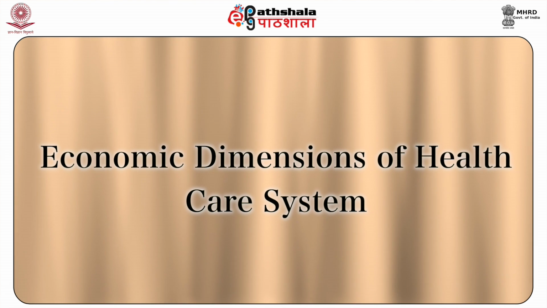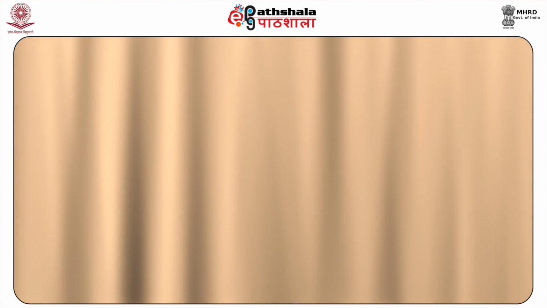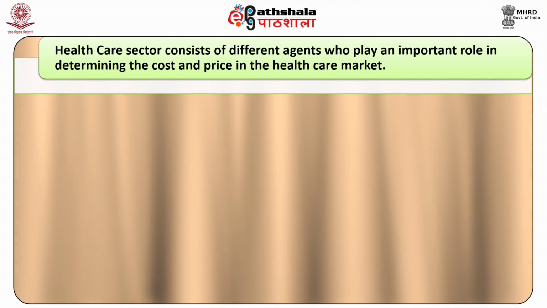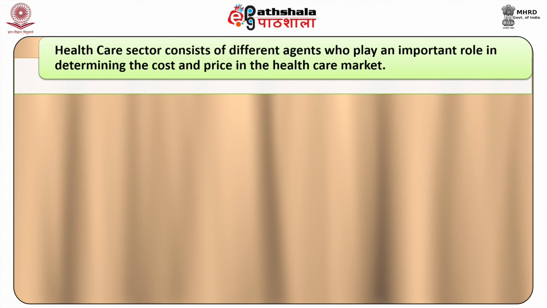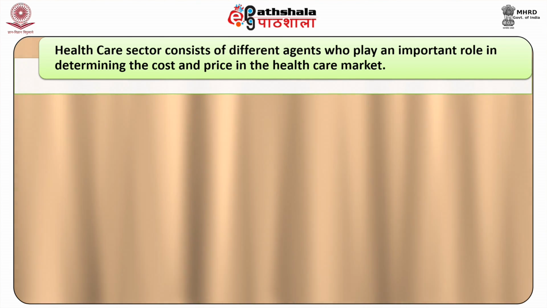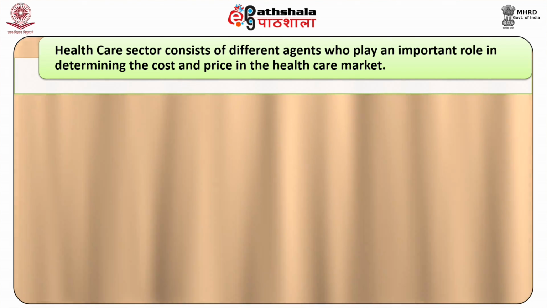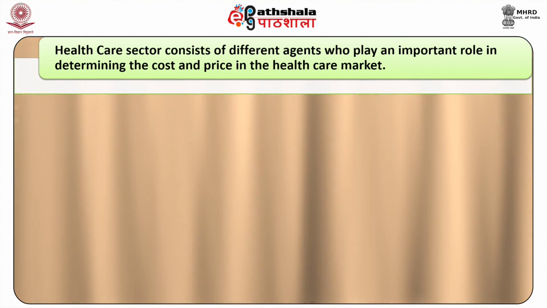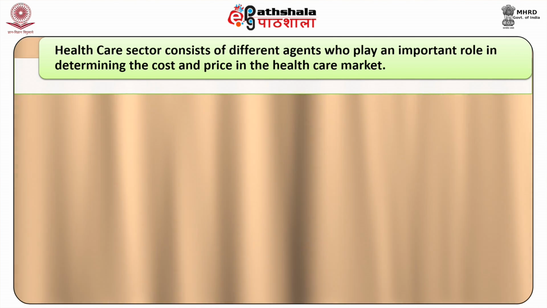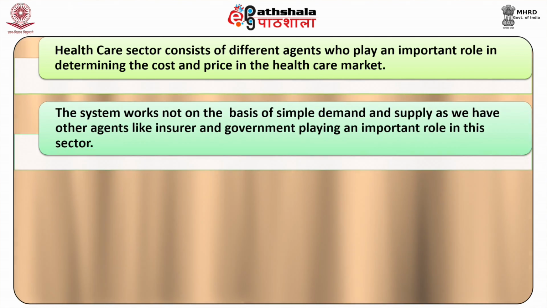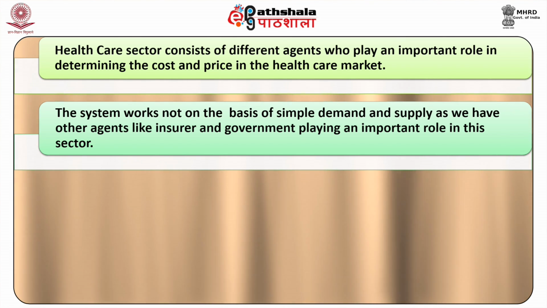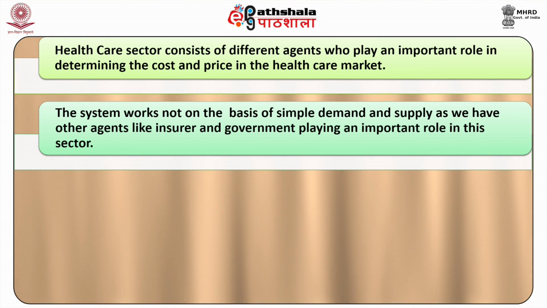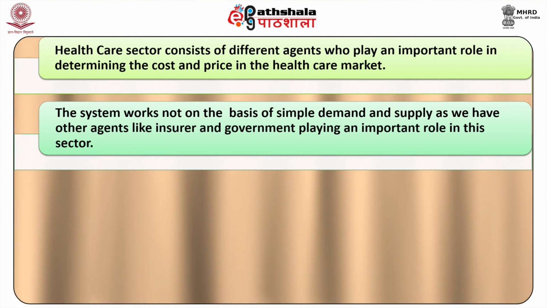Next is the economic dimensions of the healthcare system. The healthcare sector consists of different agents who play an important role in determining the cost and price in the healthcare market. Healthcare is a complicated topic and a separate subject of study. That's why we have health economics as a subfield of economics. The system works not on the basis of single demand and supply, as we have other agents like insurers and government playing an important role in this sector.